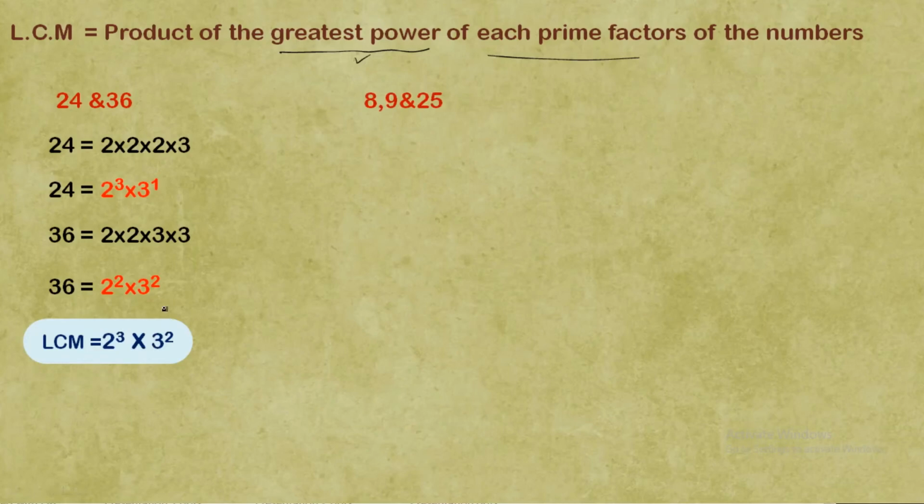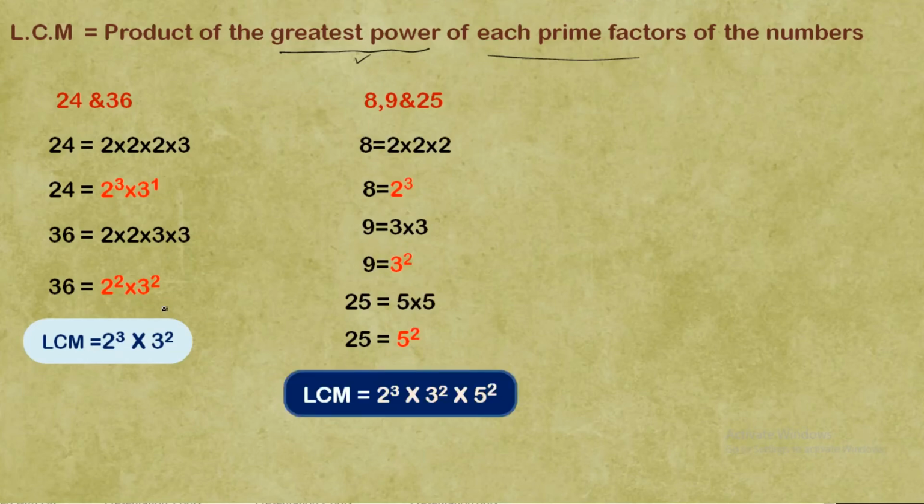And next, we have seen this already earlier, and the LCM will become the greatest powers. 2 is individual, 3 is individual, and 5 is individual. So we have taken them all and multiply them, and we will get the result.